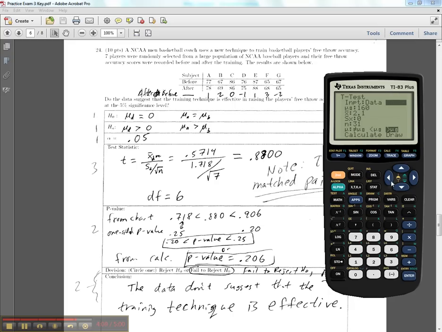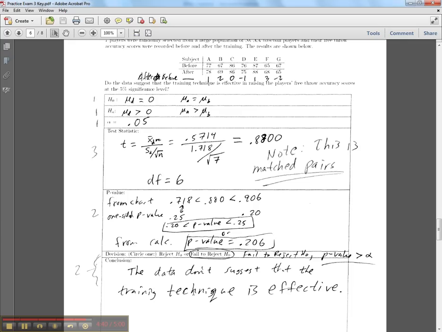Press enter there and go to data because all your information is in the data. Mu naught is 0, and all the differences between the two lists are in list 3. Frequency, keep that at 1, and then you're testing if it's greater than 0, and then you calculate. And there's your t. Your t is 0.87, and your p-value is 0.206. Now, because your p-value is 0.206 and you're comparing it to 0.05, your p-value is greater than your alpha, and whenever that's the case, you fail to reject, and then you make a conclusion. And the conclusion says the data doesn't suggest that the training technique is effective. So that's it. Use the calculator and make sure you make a good conclusion.